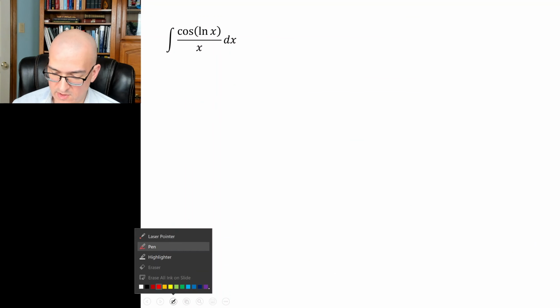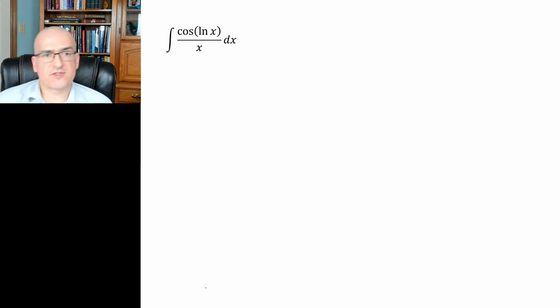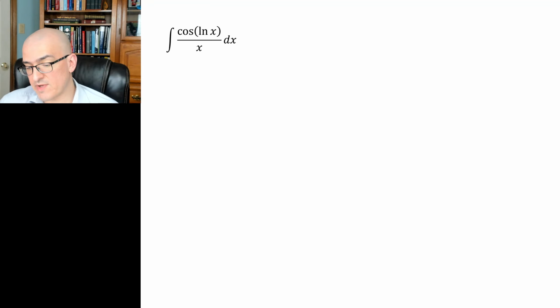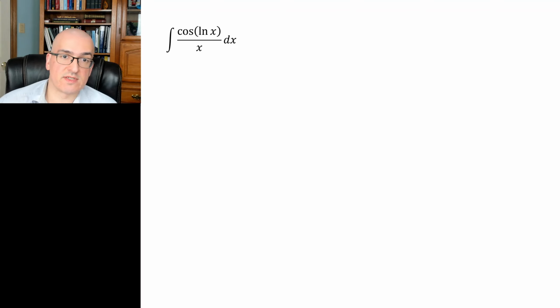Okay, here's a more interesting one. Cos of ln of x over x. We have two things we could try. We could let w equal 1 over x, or we could let w equal ln of x. I'm going to let w equal ln of x because ln of x is being plugged in somewhere.